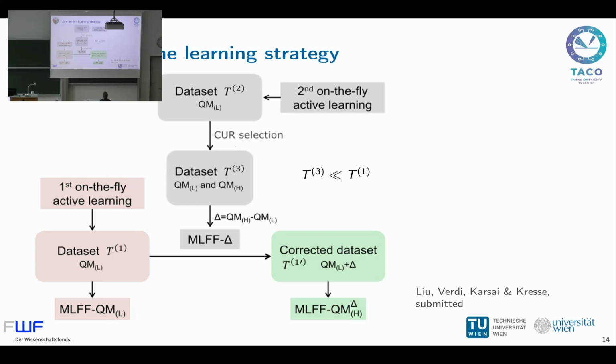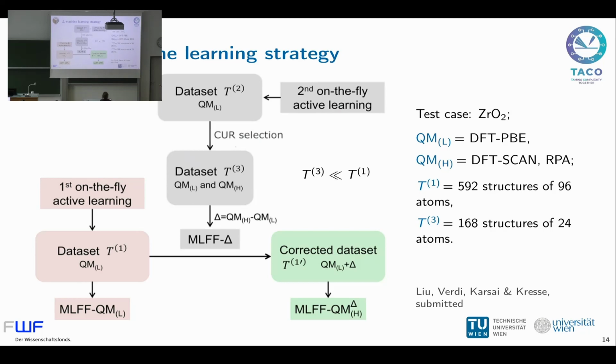Of course, we need to check if this worked. So in the test case, which is again zirconia, because we already knew it very well, we used as low-level method PBE, which is even less accurate than PBEsol. And as high-level method, we used the DFT SCAN as a kind of toy test, and RPA. So again, in the initial training data set, we had less than 600 structures. And then for the RPA delta training, we had 168 structures. Actually, later on, we figured that we could even use fewer structures.